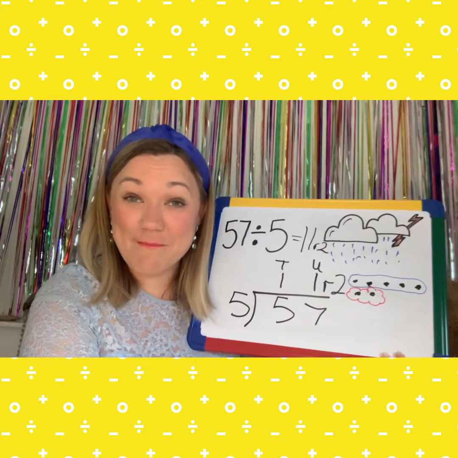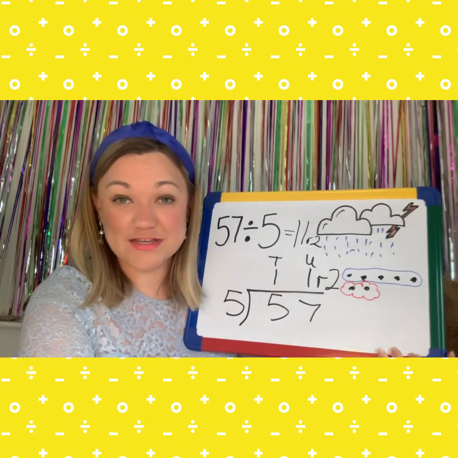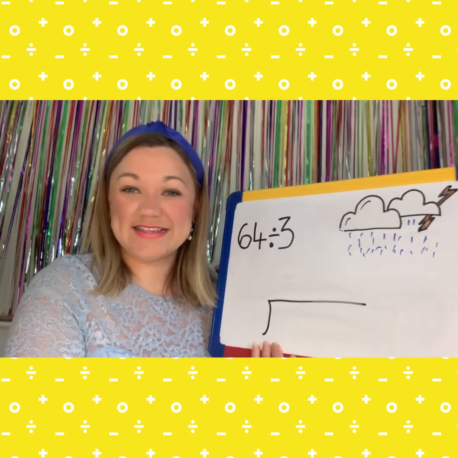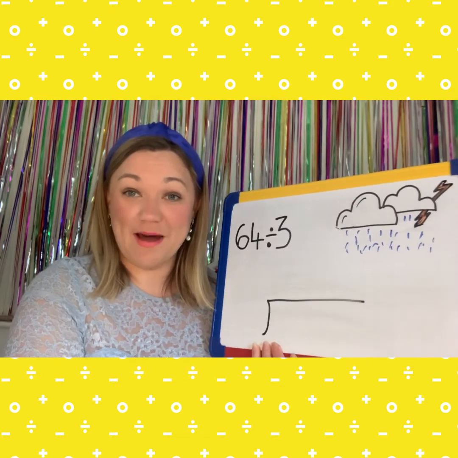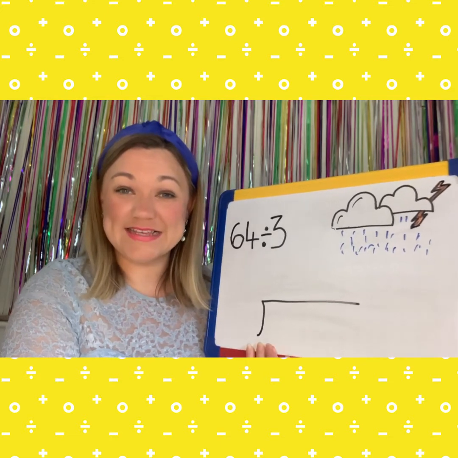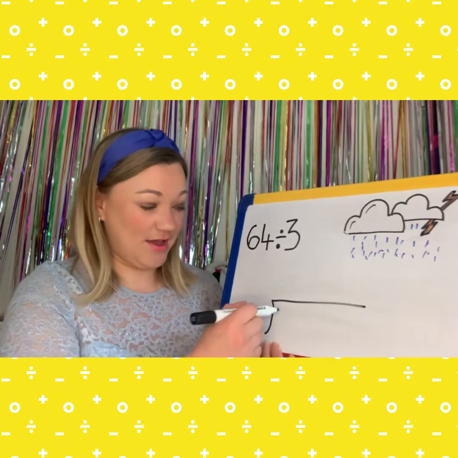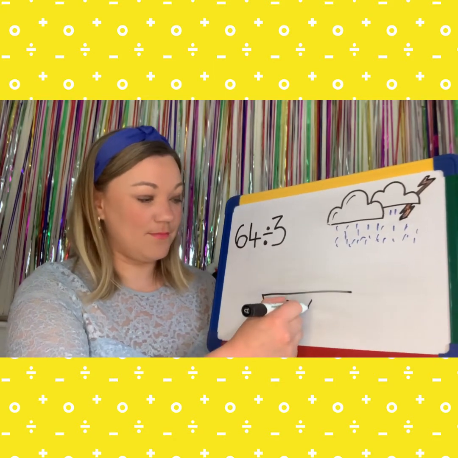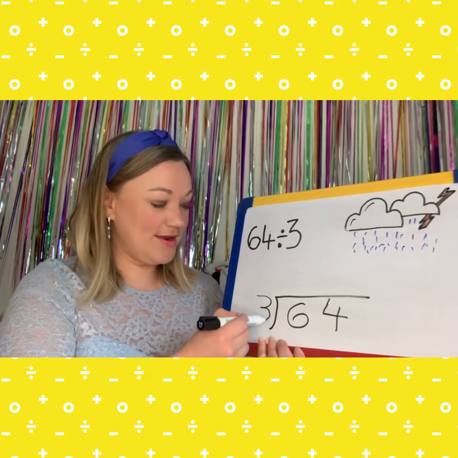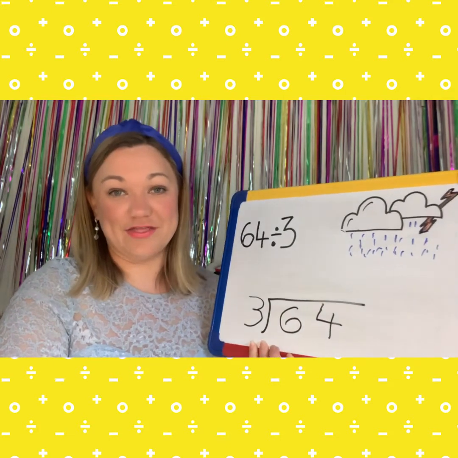So now we've gone to remainders. This is good. It's nice to build up in difficulty. Let's have a go at another one. 64 divided by 3. Goodness me, we're doing some big numbers today, aren't we? 64 is the bigger number, so it goes inside the bus shelter. And the 3 is the smaller number, so it sits outside patiently in the rain.